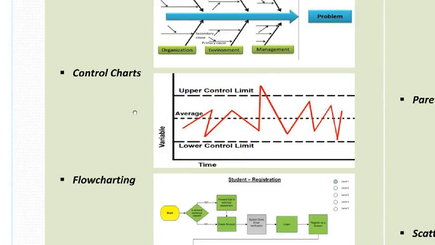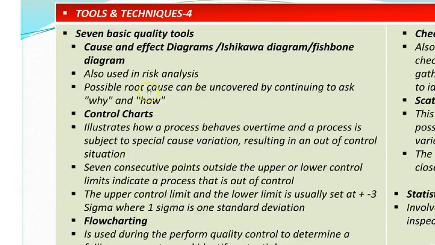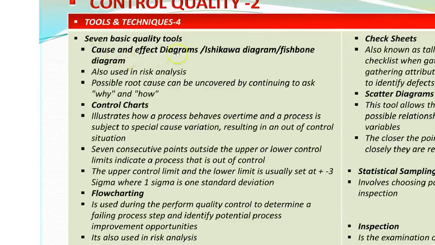Next question is, possible root cause can be uncovered by continuing to ask why and how. What technique is the project manager using? Now in the question, if you see root cause, it's always Ishikawa diagram, Fishbone, or the cause and effect diagram. And they can be uncovered by continuing to ask why and how. What are the other names for Ishikawa diagram? Again, the answer is cause and effect diagram, Fishbone diagram.